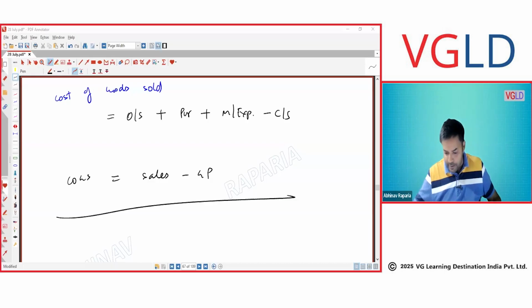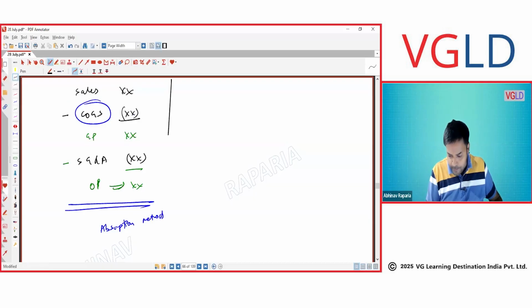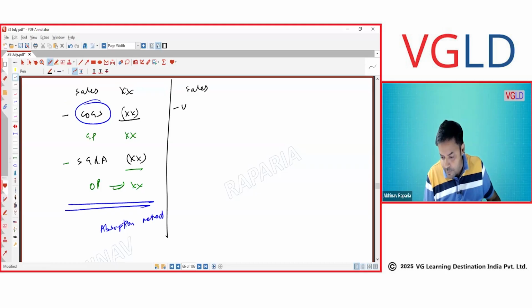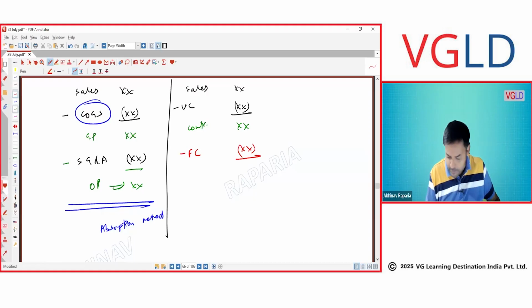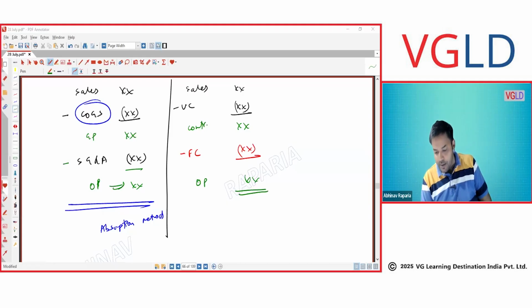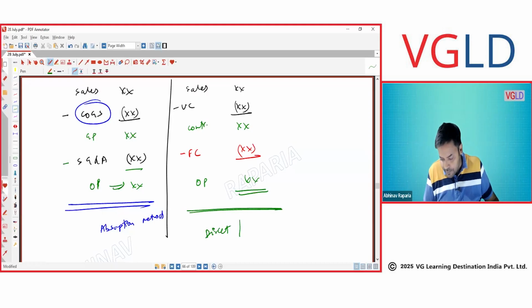If I do it differently, guys, that means if I'm saying sales, from sales, if I'm reducing variable cost, what do we get? We get contribution margin. Sales minus variable cost, we get that. From this, if I'm going to reduce fixed cost, we are again going to get operating profits. This method is known as the direct method, the variable method.